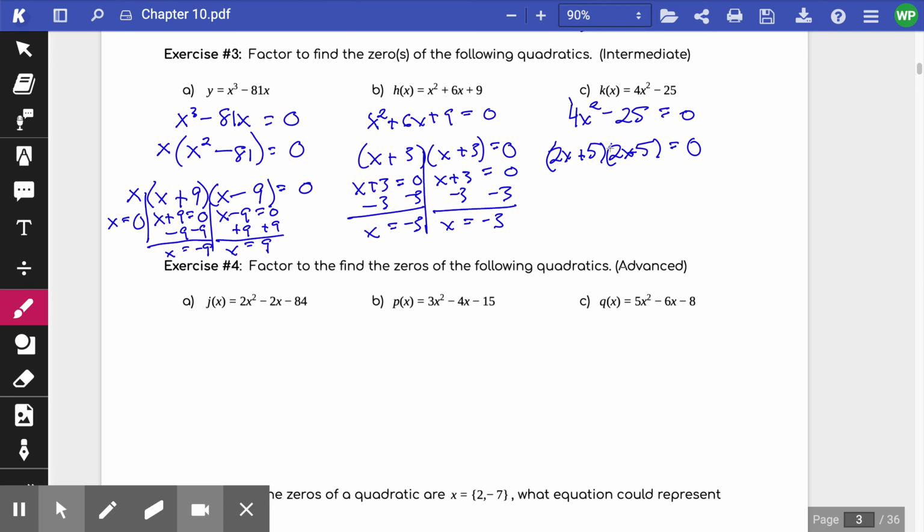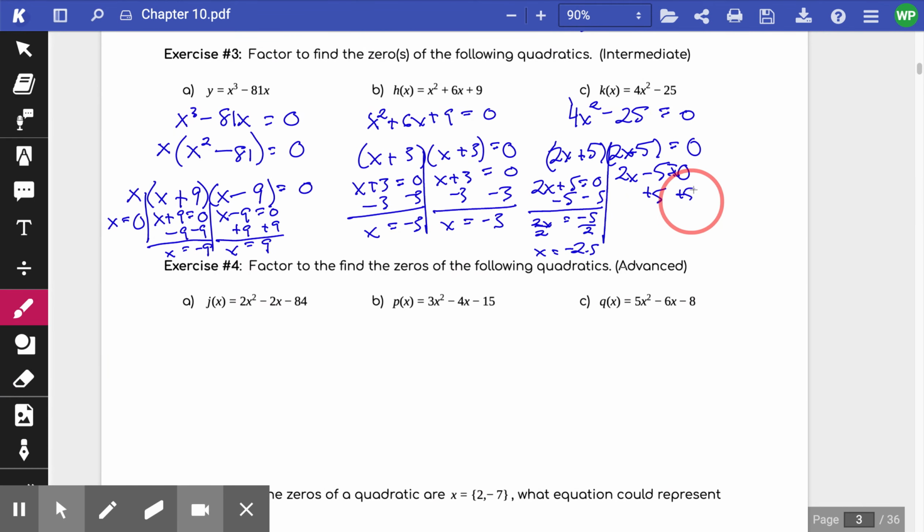All right. Final step, I'm going to set each one of these equal to 0. And then I'm going to solve. So over here, I start off by subtracting 5. And I'm going to have 2x is equal to negative 5. I'm going to divide by 2. I'm going to get x is equal to negative 5 over 2, which is acceptable, or we could write negative 2.5.